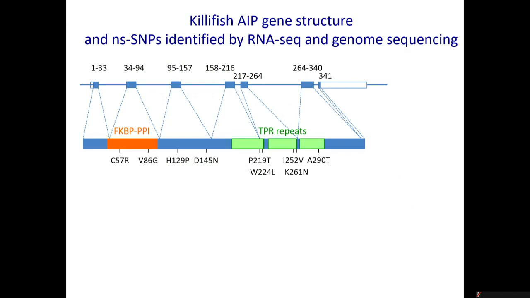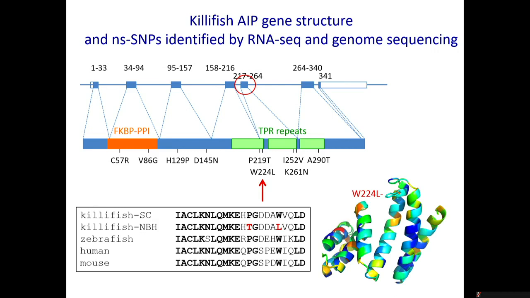Now, I mentioned that we're also doing knock-in studies. The gene and protein structure of killifish AIP is very similar to the structures of the human orthologs. We've been able to identify multiple SNPs in the killifish AIP protein, and several of these occur in these functionally important TPR repeats in AIP.